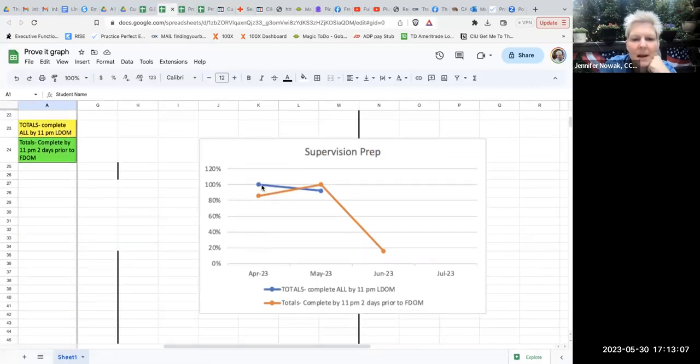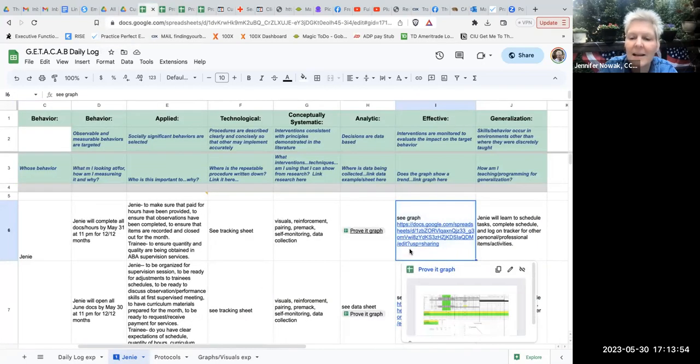So here's April, and you can see that my April data is 85, 100%. Here's May. You can see 90 and 100%. And then June, right? There are some things that are supposed to be completed by 11 p.m., 2 days prior to the first day of the month. So that would have been 11 p.m. last night. And I think I got like 4 out of the 41 or something like that. Just been busy getting other things done. But it's not the first day of the month and it's not the first day of supervision. So I still have a little bit of grace time to get it done. But again, that's why I set my goal to have it done 2 days prior, so that as I'm tracking this, I get to see what's happening, what I'm doing well, and what needs some improvement. So you've got to be able to graph your data and link it right into the form.